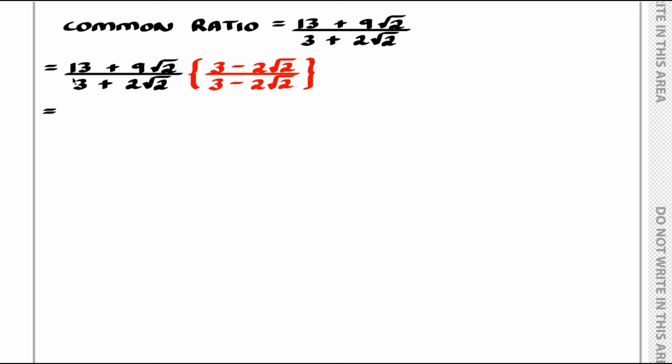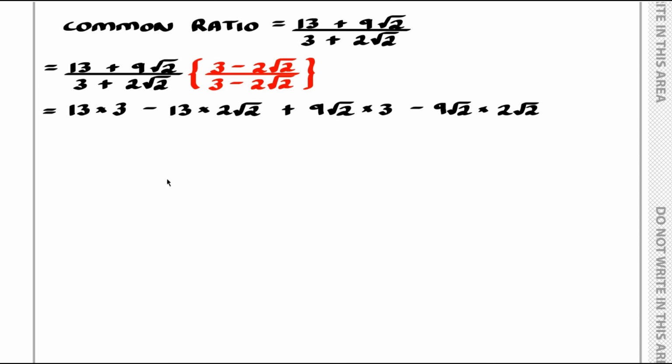So now let's multiply the terms. 13 times 3, plus 13 times negative 2 root 2, plus 9 root 2 multiplied by 3, plus 9 root 2 multiplied by negative 2 root 2. So that's what belongs on the numerator. And for the denominator, we've got a difference of 2 squares. So we've got 3 multiplied by 3 subtract 2 root 2 multiplied by 2 root 2.